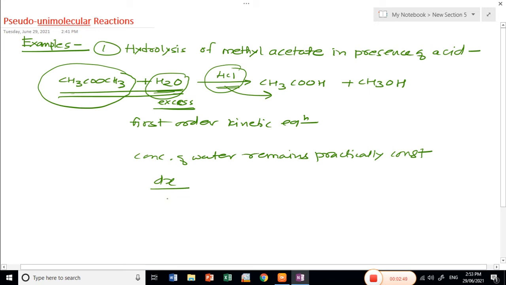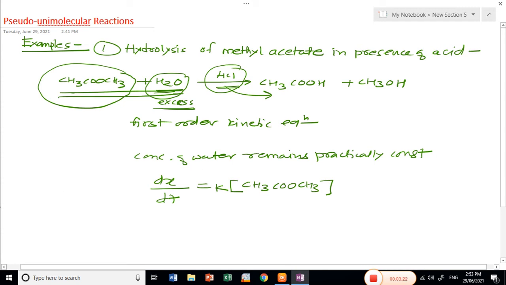Okay, so rate of reaction only depends on the concentration of methyl acetate. So the rate of reaction is given by dx by dt, as we have seen earlier in early lectures, equal to K times the concentration of CH3COOCH3. So the rate depends only on the concentration of methyl acetate. The reaction can be studied by removing a known volume of reaction mixture from time to time and titrating it with the standard alkali solution. The final reading is taken after 24 hours.